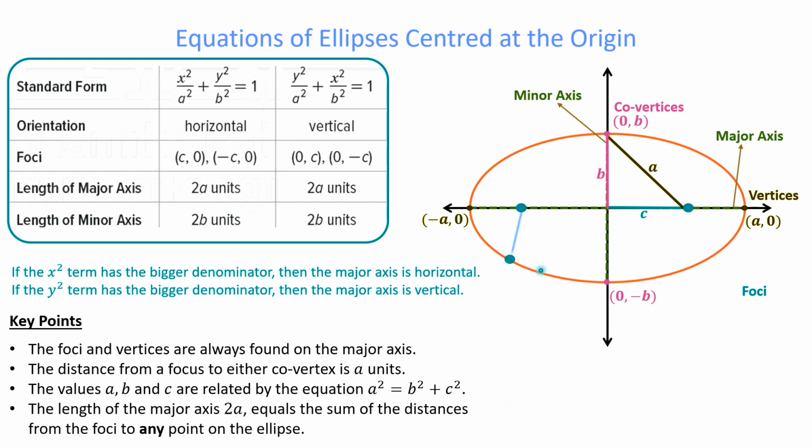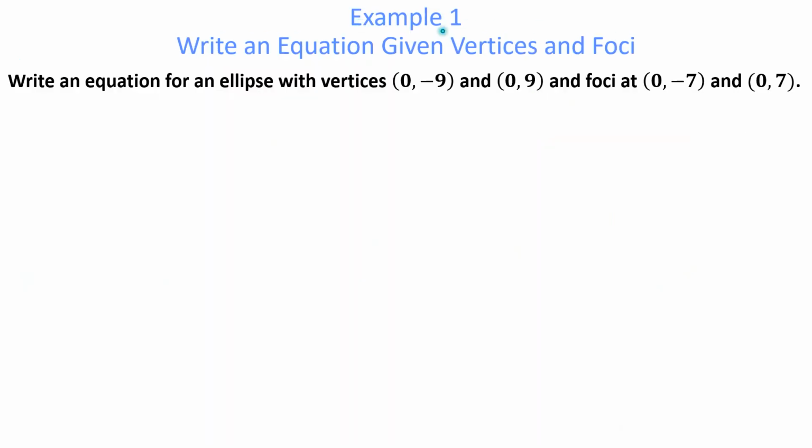So if I look at this point on the ellipse, and I can pick any point on the ellipse, the distances from the foci here, if I add these two distances together or sum them together, we get the value 2a. And I can pick any point on here, and the distances from the foci will always be equal to 2a.